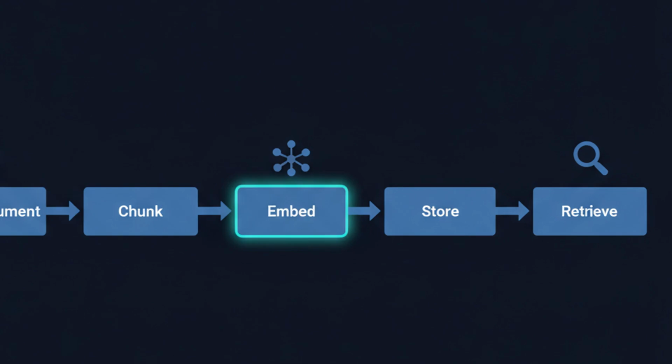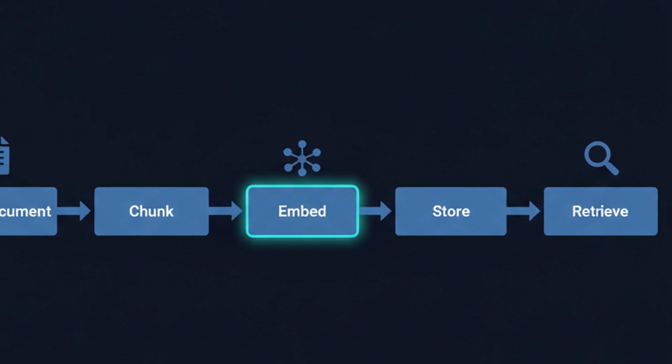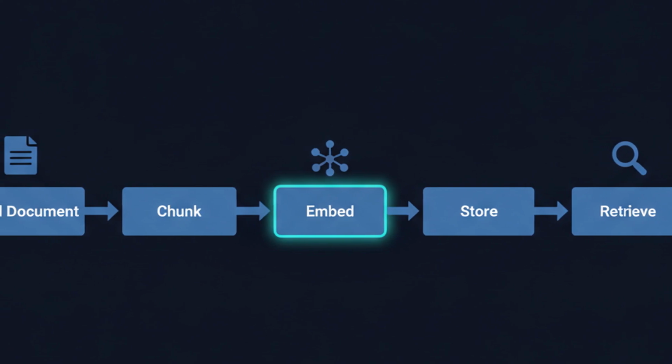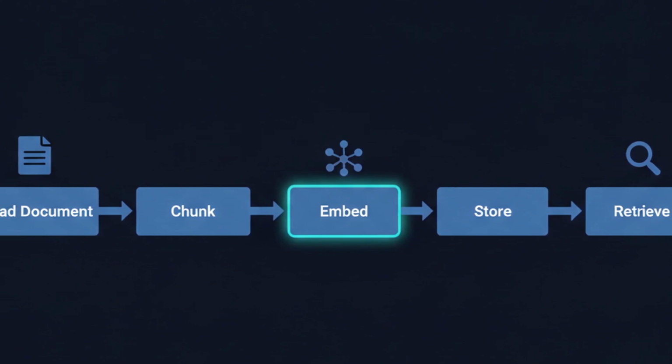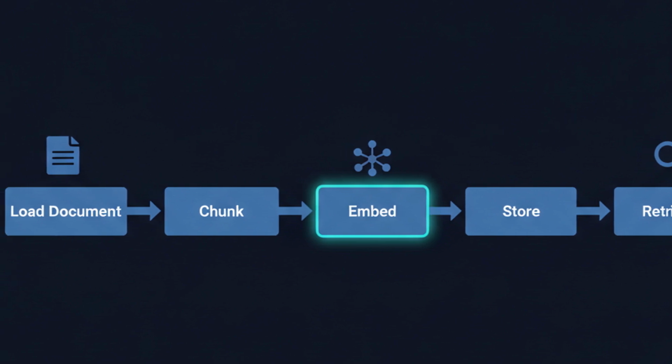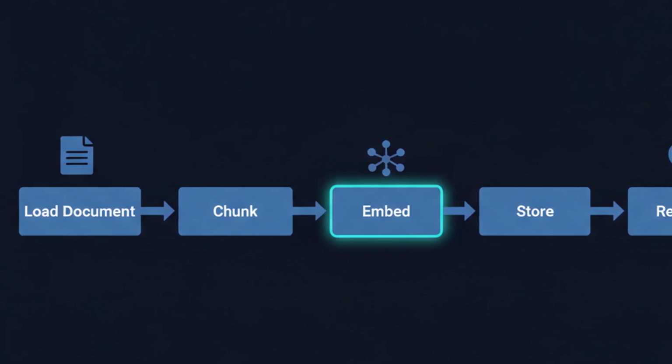Quick recap of where chunking lives. You load a document, split it into chunks, embed each chunk into a vector, and store those vectors. At query time, you embed the question, find the nearest chunks, and stuff them into the prompt. Chunking sits right at the start. And every downstream step inherits its mistakes.